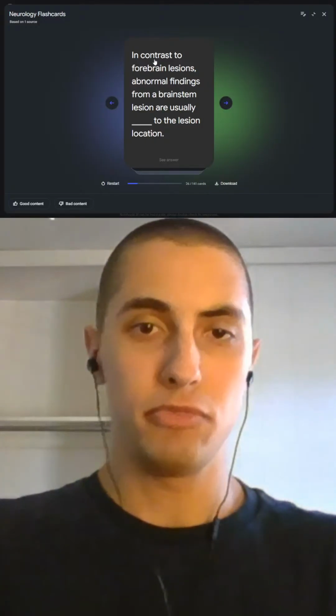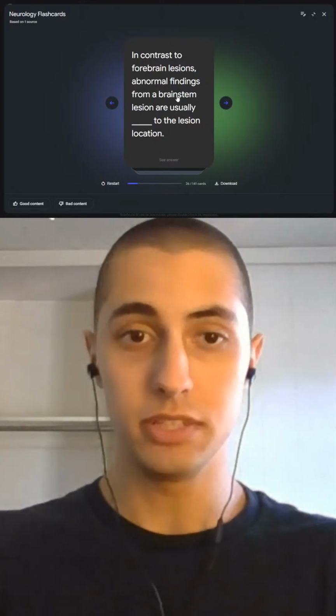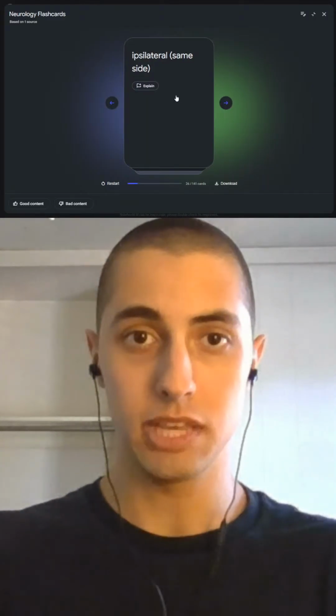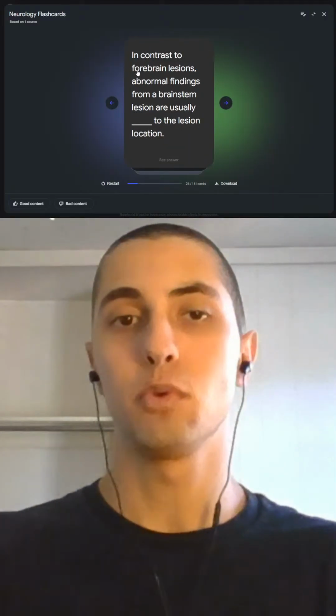Abnormal findings from a brainstem lesion are usually lateral to the lesion location. Ipsilateral. Okay. Whereas forebrain lesions are contralateral.